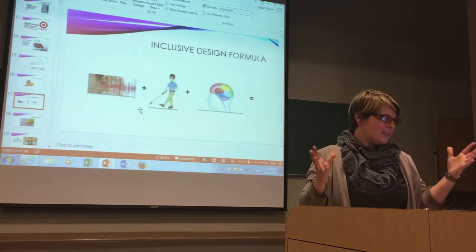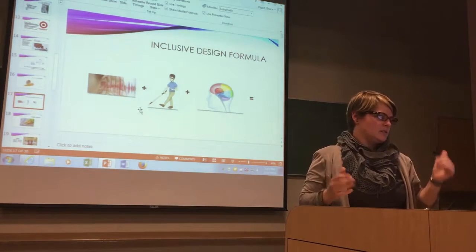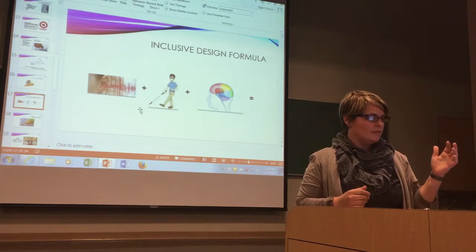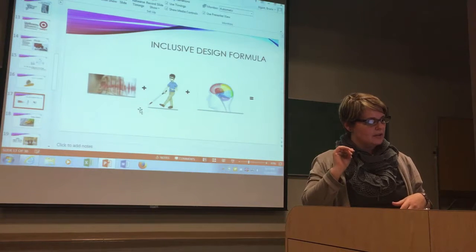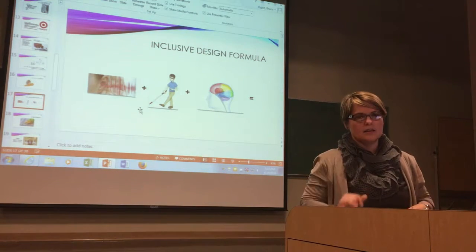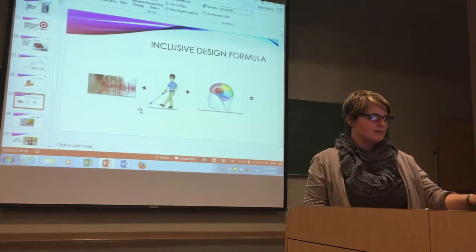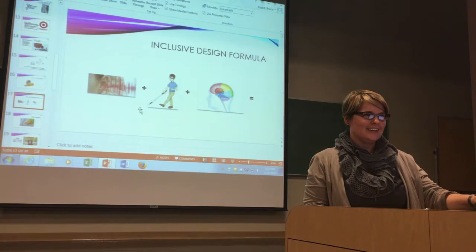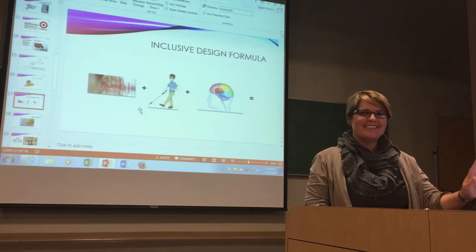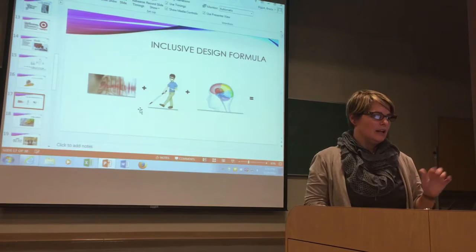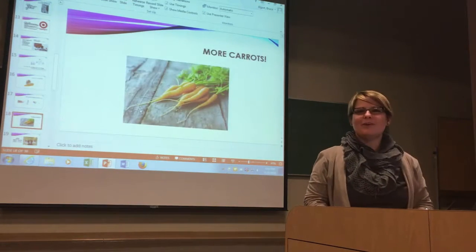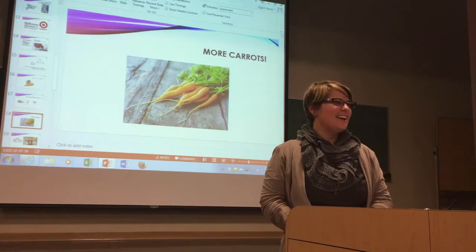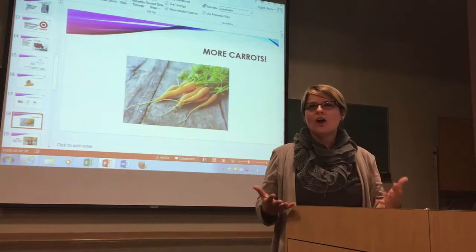So the idea, the concept here with my little pictographs with a picture of the person who's holding up their ear, the hearing waves, sound waves, the blind person, and then the cognitive impairment. If you design with all of these people in mind, you get more carrots. Right? Like more people can use your products, and there are use cases for this.